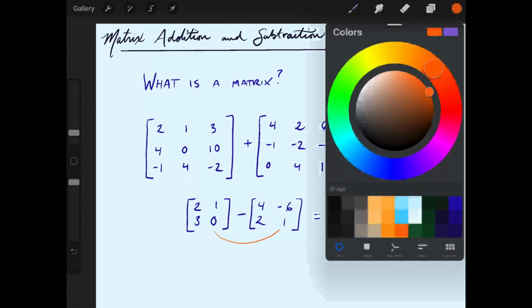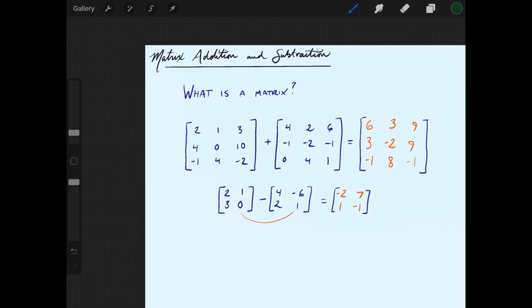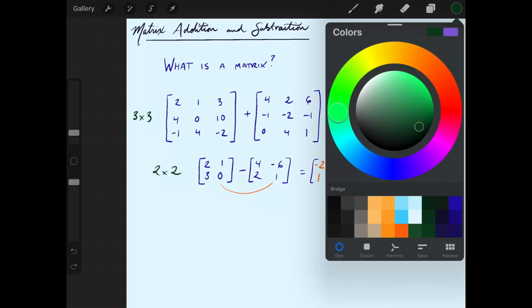Now, one interesting thing about matrices is that, as we've already seen, they come in different shapes and sizes. And so far, we've done an example of addition with 3 by 3 matrices, and we've done an example of subtraction with 2 by 2 matrices. Now, even if your matrices are not square, this will all still work in the same way. If you have a 2 by 3 matrix and you want to add another 2 by 3 matrix, you'll just do it position by position, just like we've done in these two examples here.